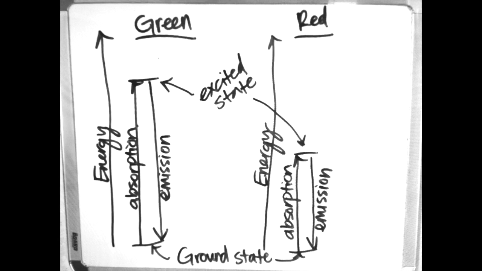As seen here, the electrons in the green glow stick are being excited to a higher energy level than the electrons in the red glow stick, which means the electrons of the green glow stick absorb photons of higher energy than those of the red glow stick.